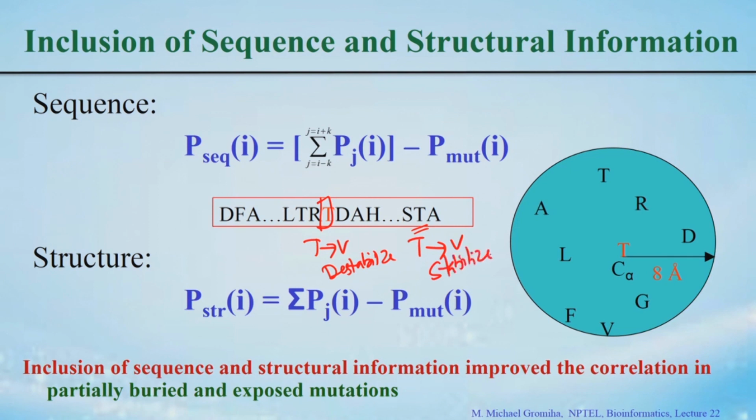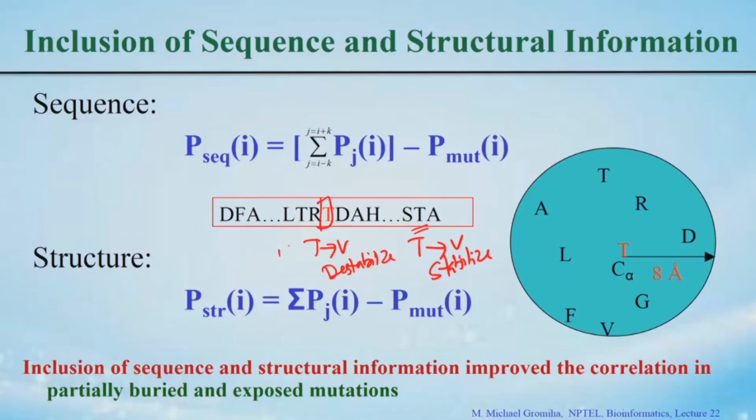In this case, if you take the property values, any property value of valine minus threonine, you get one value. But the value is the same even if you take this position or this position. If this destabilizes and the second one stabilizes, then it is difficult to account for both cases.